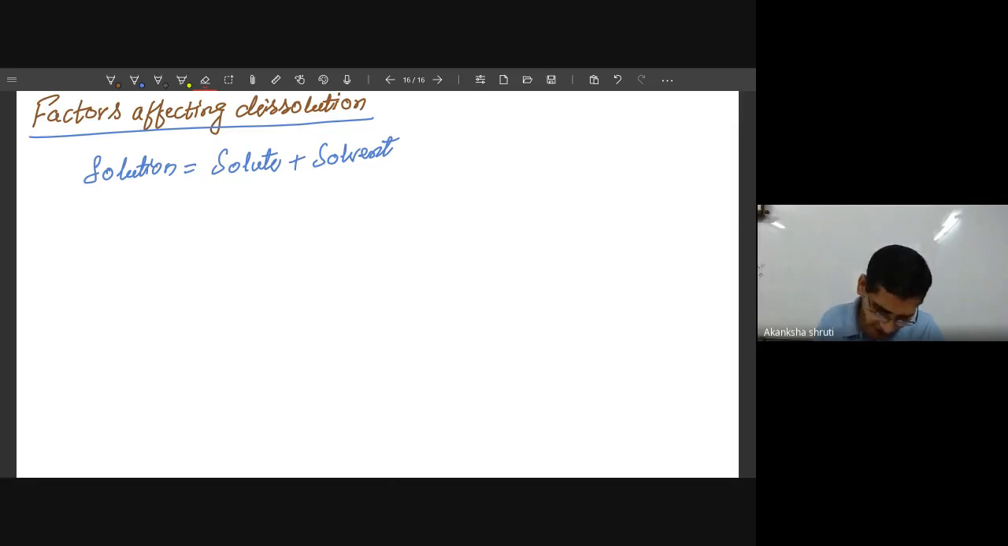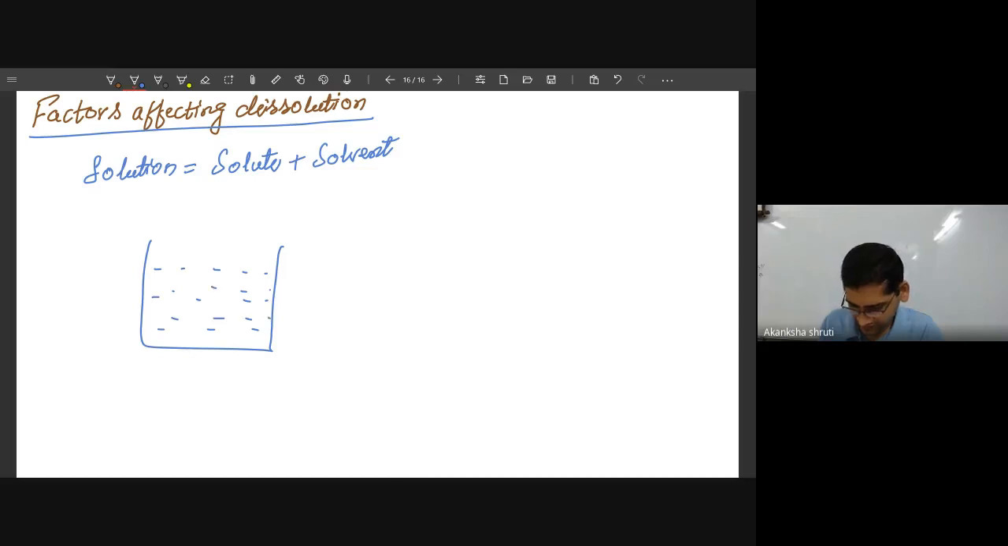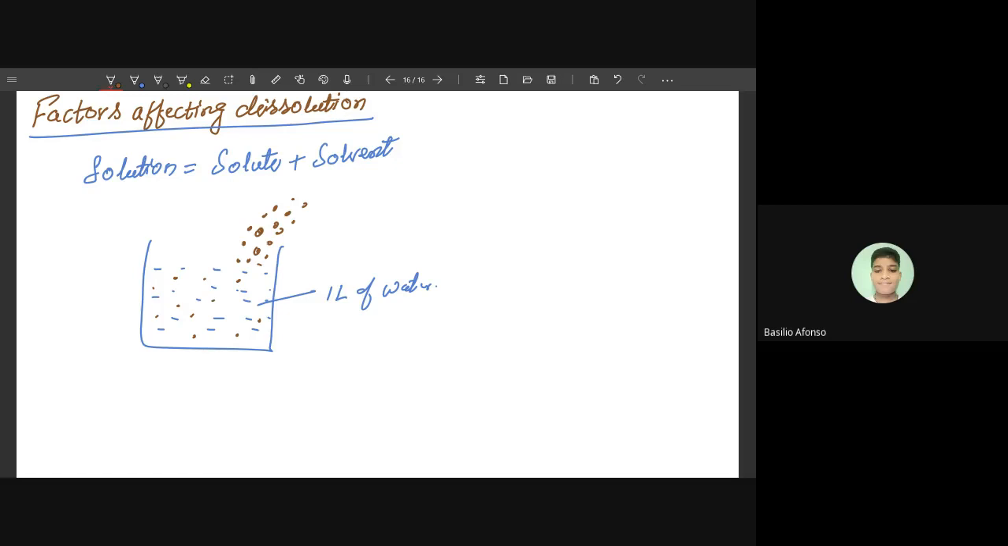For example, say you are taking just 1 liter of water, and you are going to add salt, or say sugar, in this. You are continuously adding the sugar. How much sugar can it dissolve? Sir, it can dissolve as much as there is space left, and when the space is full, then it cannot dissolve any more.